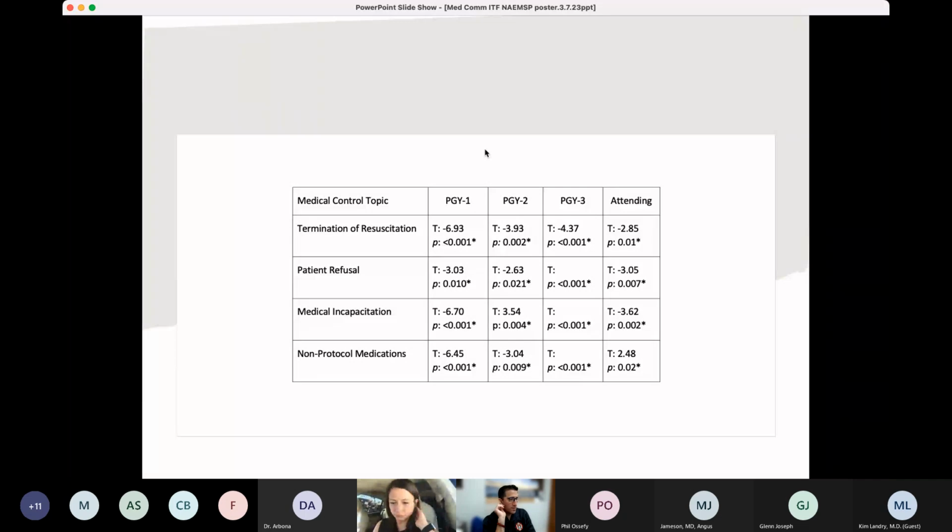So this is fascinating. I just want to learn more about the course itself. So you said a 2-hour didactic, and you focused on these 4 topics in general? Yeah, we covered a host of different scope of practice, as well as the medications that we carry. But these were the big focus points, because in our history of doing med control, these were most of the reasons that people get called.